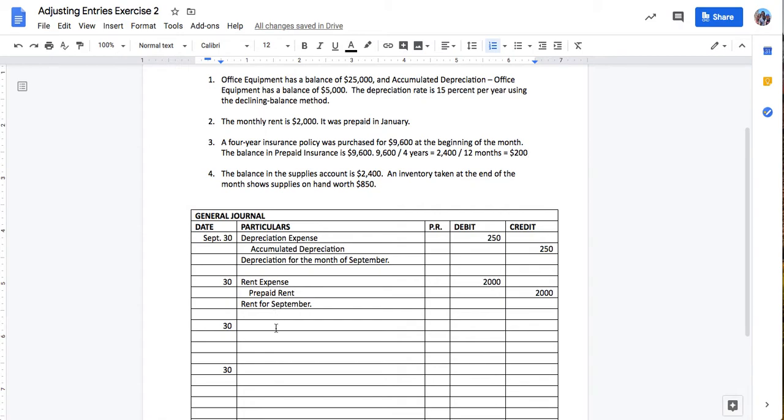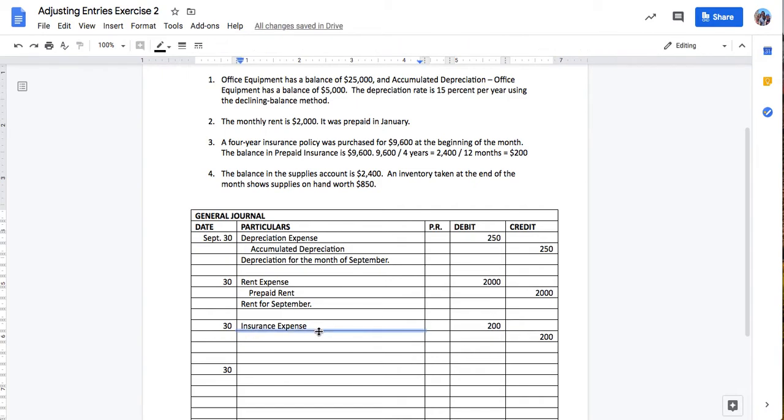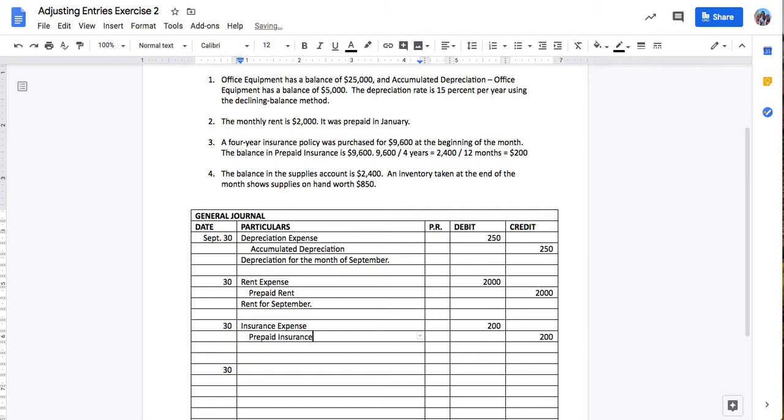So our adjustment is insurance expense, $200, and, whoops, that line is being cranky. Prepaid insurance, $200, and that was insurance for the month.